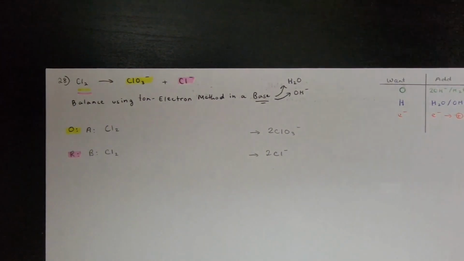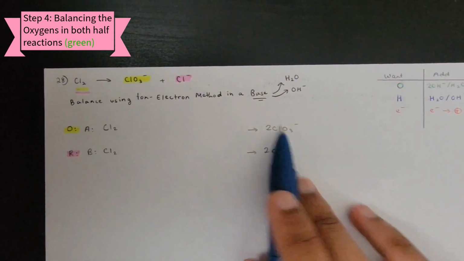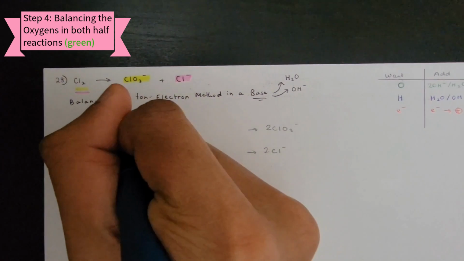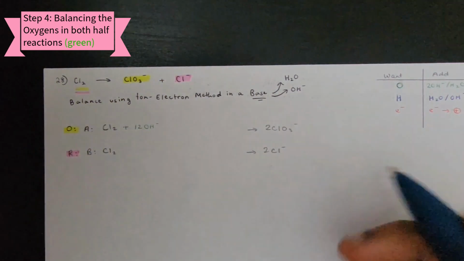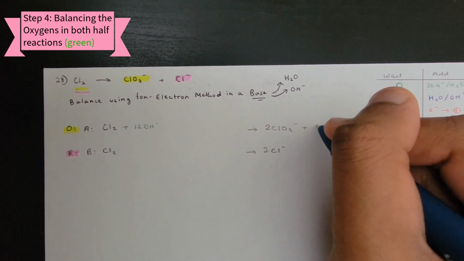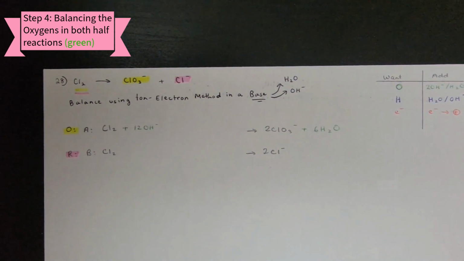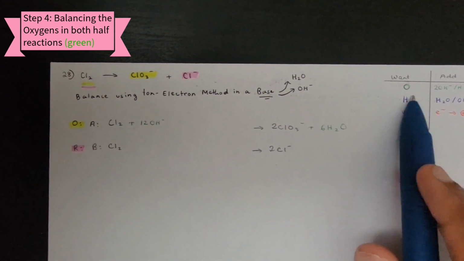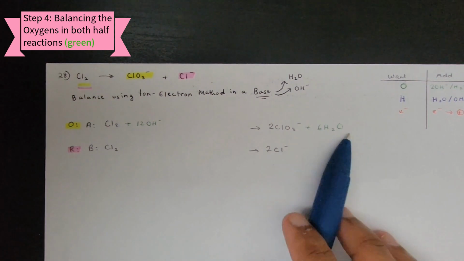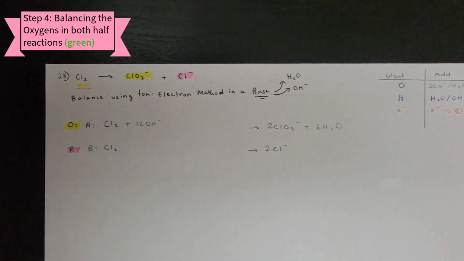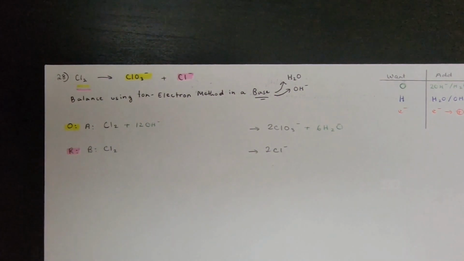In reaction A, we can see that the right side has 6 oxygens, while the left side has 0 oxygens. To balance this, according to our table, we have to add 12 OH minus to the left side and 6 H2O on the right side in green. And now we can see that there's 12 oxygens on the left side and 12 oxygens on the right side, as well as 12 hydrogens on the left side and 12 hydrogens on the right side. So the reaction A is balanced.